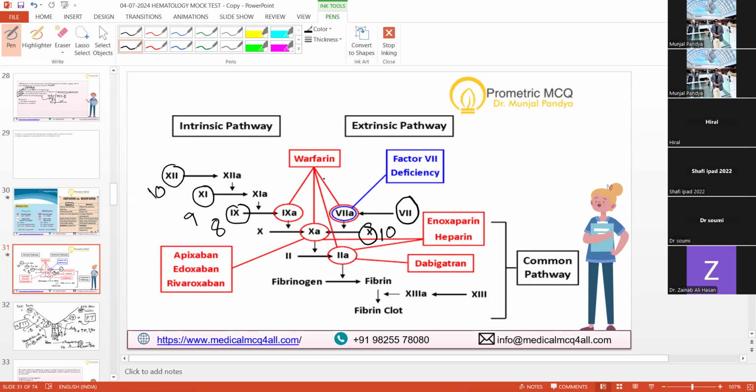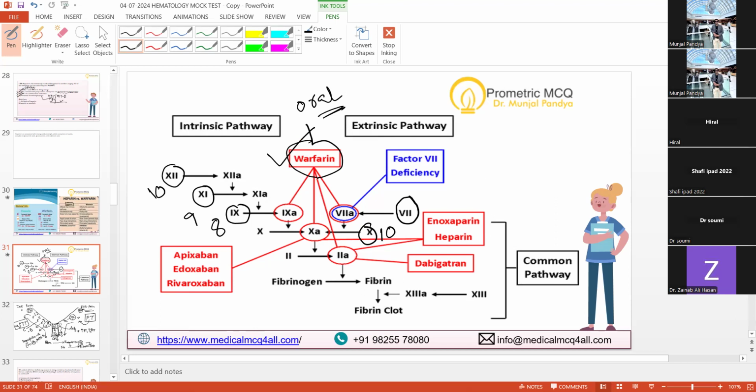Now see the drug warfarin, right? It's an oral anticoagulant drug. We use warfarin for many cardiac patients, valvular surgery, valve replacement patients, deep vein thrombosis, pulmonary embolism, and any clotting. It is one of the oldest drugs in the market, for years and years. Warfarin or Coumadin is used.